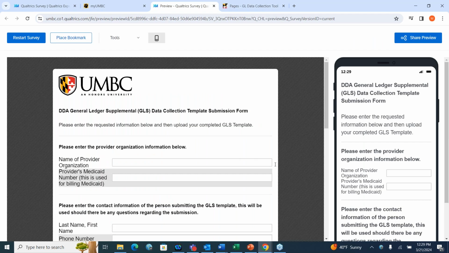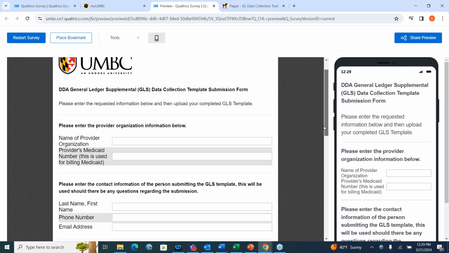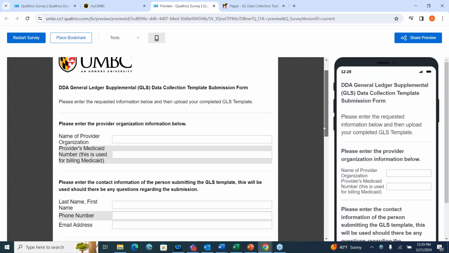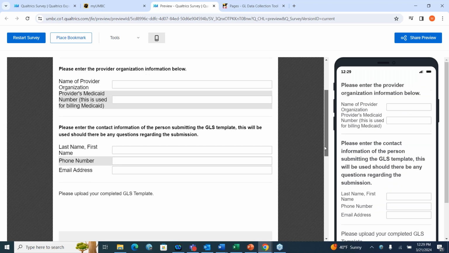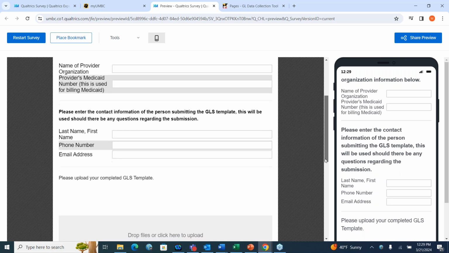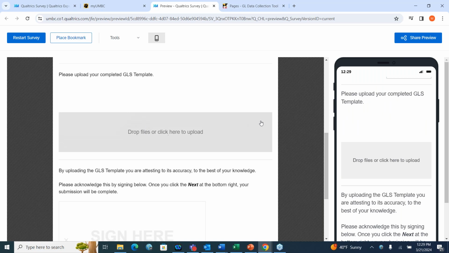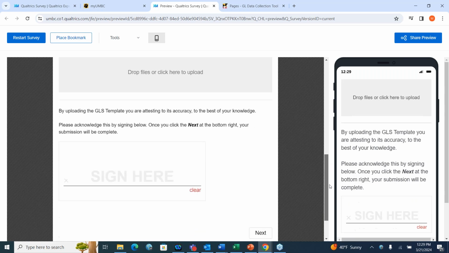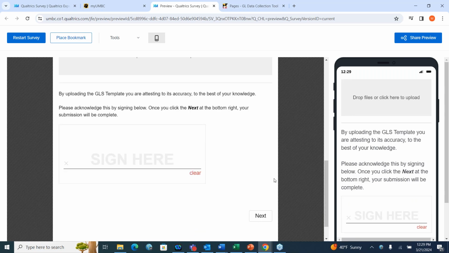The Qualtrics survey is very basic. The link is just asking for the name of your organization, your Medicaid number, the contact information for the person submitting the template. Then you'll be able to upload your template. And then we had a number of providers ask about the attestation that is included with the general ledger data, main general ledger data collection template.